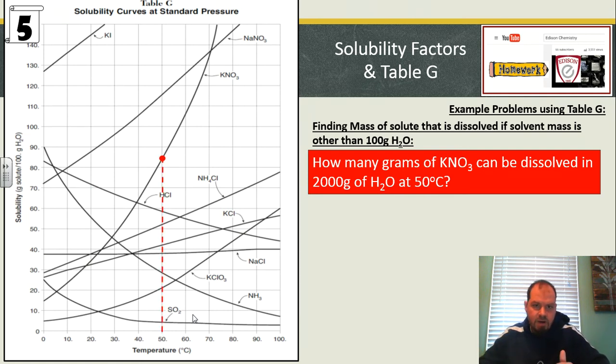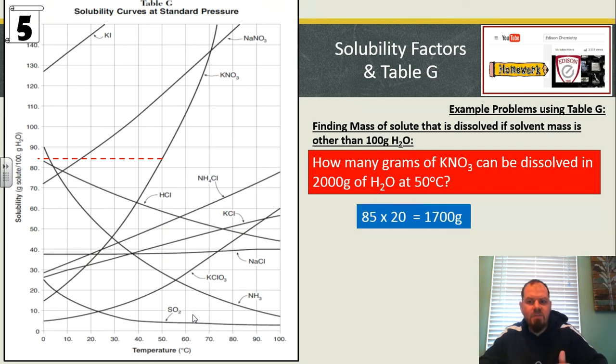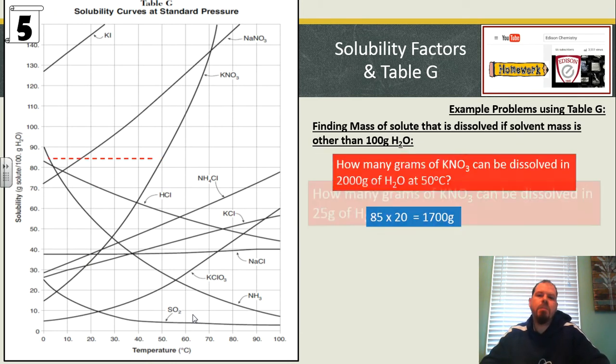So 50 degrees, run it up to KNO3, and I see it's about 84 grams. So 85 grams, multiply that by 20. I need to put in 1,700 grams to make a saturated solution if I have 2 full liters of water, which makes very much sense. 2 liters of water is quite a bit.